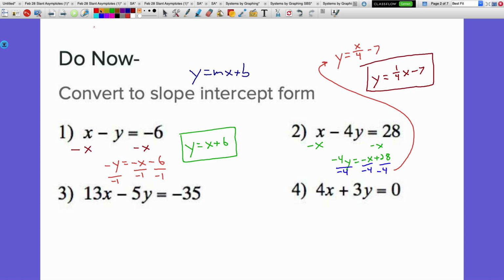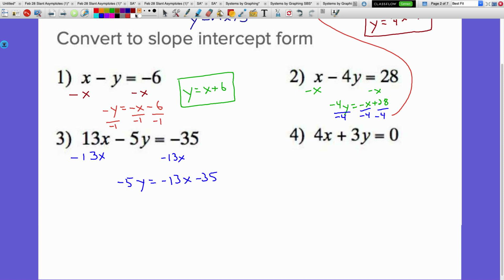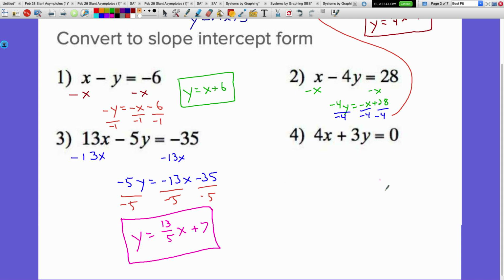All right, number 3. X is on the wrong side, move it to the other side. I now have negative 5y equals negative 13x minus 35. Notice I'm always putting that x term in front of the constant like it is in y equals mx plus b. Divide everything by negative 5. And I get y equals 13 over 5x plus 7. Notice the negatives canceled out there, both the slope and the y-intercept. All right, and 4 is up to you. I'll embed a question here for you to solve that one.